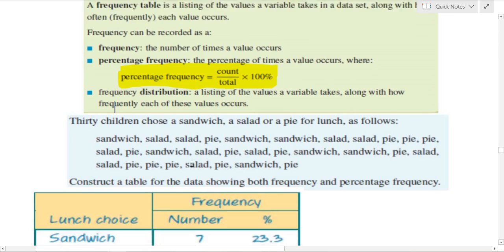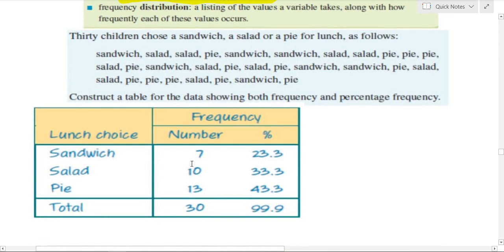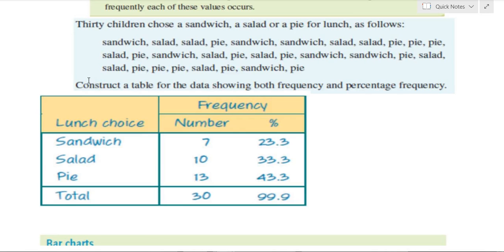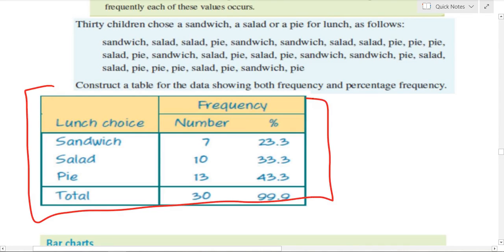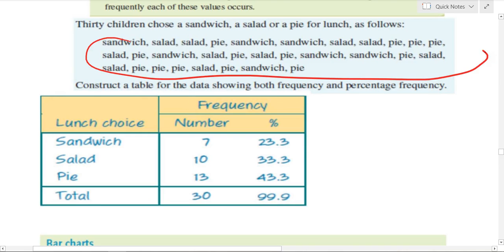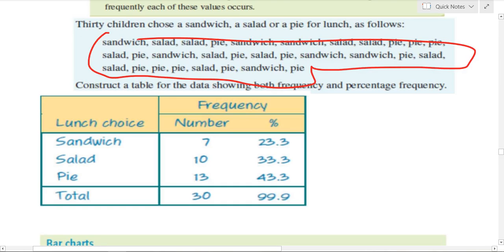All right, so let's take this example here. 30 children chose a sandwich, salad, or pie for lunch as follows. We've done a survey of what people like to eat. It's these little kids. They eat sandwiches, salads, or pies. There are 3 options. Here's an example of what that frequency table will look like. Here's the data. It's categorical. There's no numbers related to it just yet, but you've got categories. The people have just picked what their favorite food is.